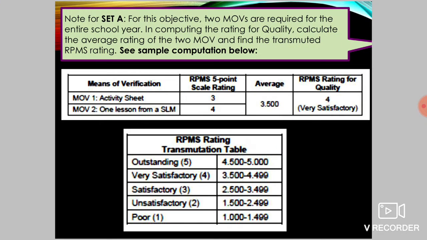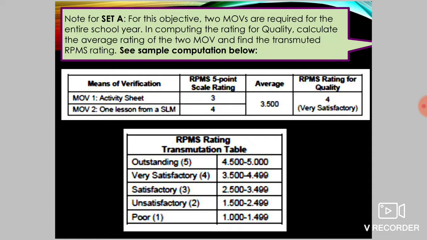Okay, for set A, para makakuha ka ng score, kailangan, ang mag-i-score kasi dito si observer. So, halimbawa, nag-submit ka ng MOV1 activity sheet. So, probably, ang bibigay sa'yo, halimbawa, is 3 out of 5. And sa MOV2, nag-submit ka ng 1 lesson from the SLM. That's 4. So, i-add mo lang, then divide by 2, 3.5. Using the transmutation table, you will get very satisfactory 4 as your RPMS rating for quality.